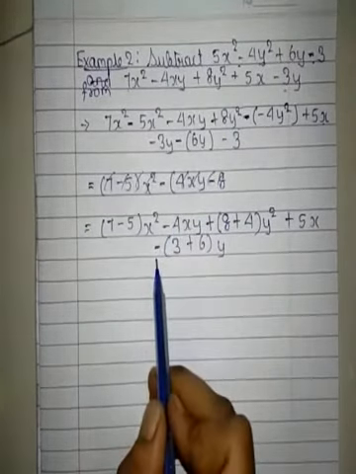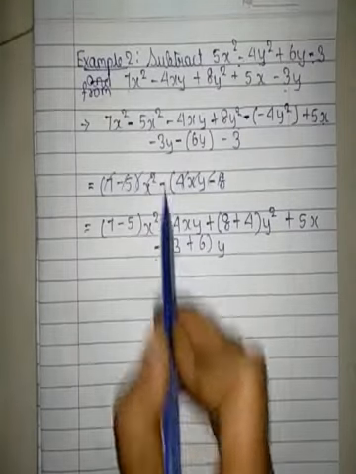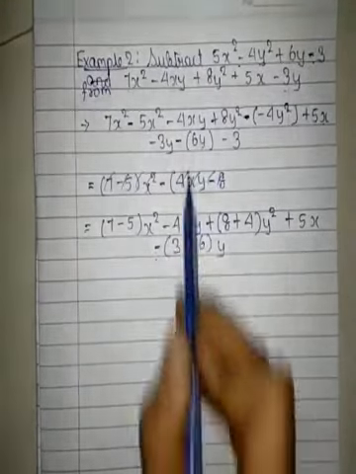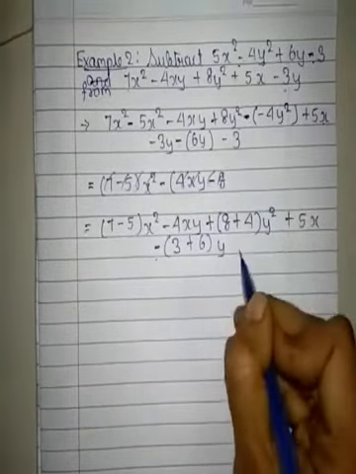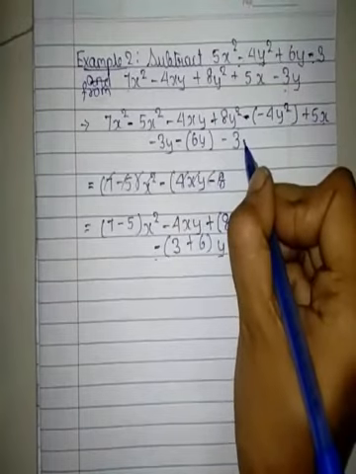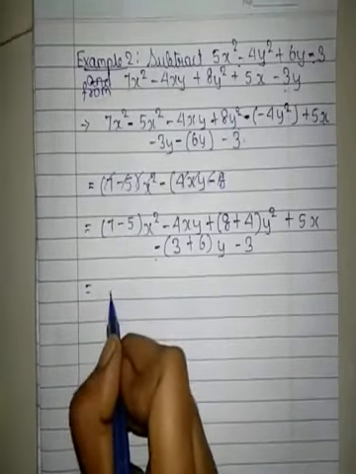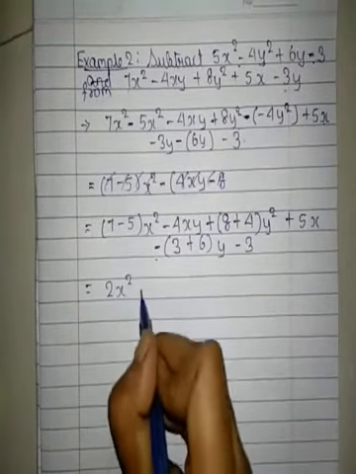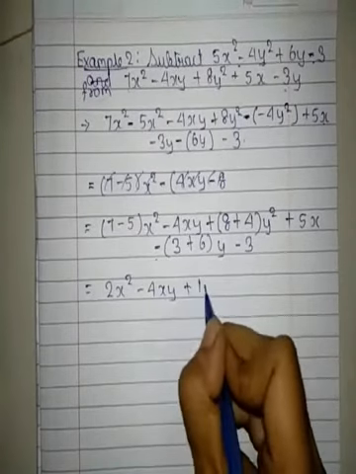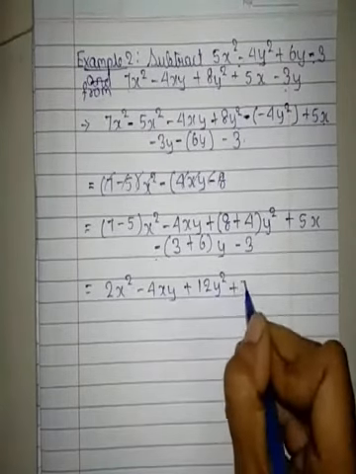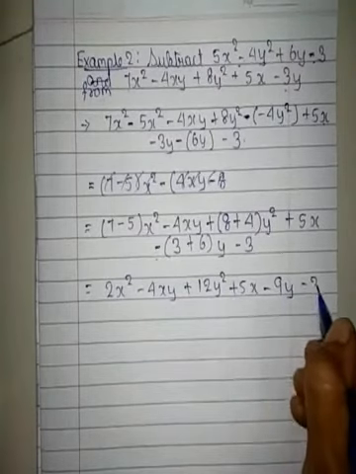That is, minus, we have taken common, 3 plus 6. If we elaborate it, it will be minus 3 and minus minus 6y. It will be the same. We are just taking it as a common term. Now minus 3, the last constant. So 7 minus 5 is 2x square, minus 4xy, plus 8 plus 4, that is 12y square, plus 5x, minus 6 plus 3, 9y, minus 3.